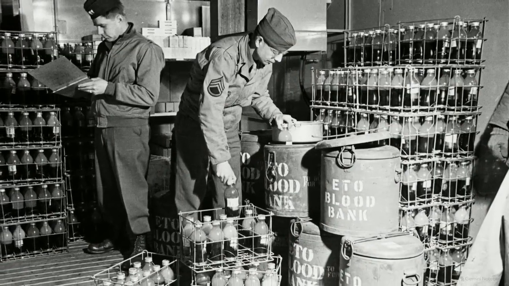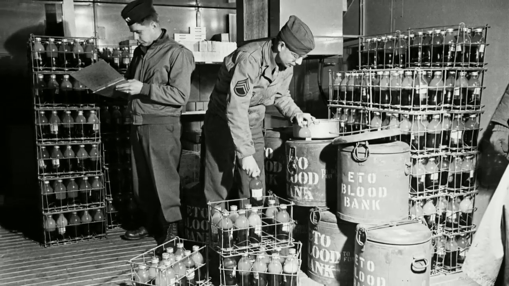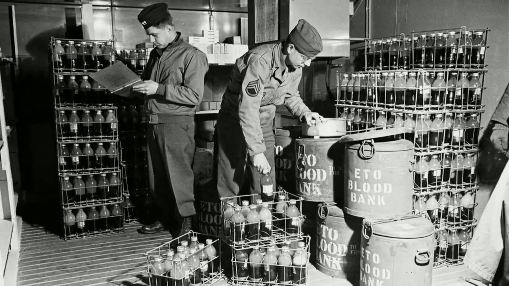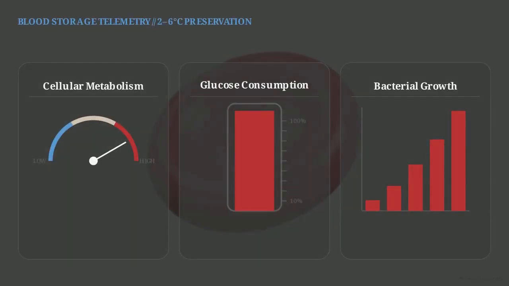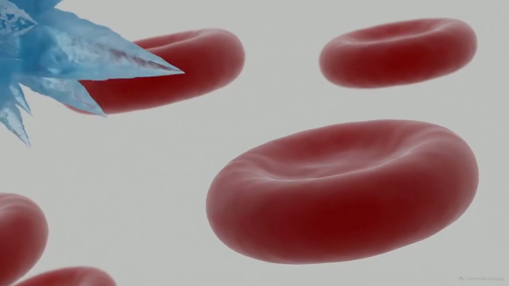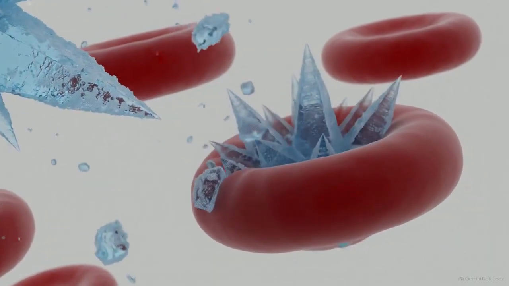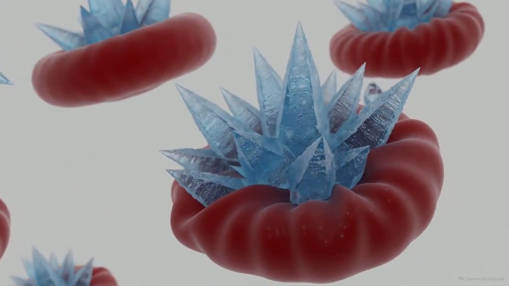Pharmacopeal guidelines require whole blood to be stored under strict, continuous refrigeration, typically between 2 and 6 degrees Celsius. This temperature range serves a specific physiological purpose. Cold environments decelerate cellular metabolism, reduce the rate of glucose consumption, and severely inhibit the growth of contaminating bacteria. The temperature must never drop below freezing. Ice crystals will form inside the bag and physically perforate the red blood cell membranes, destroying the tissue.